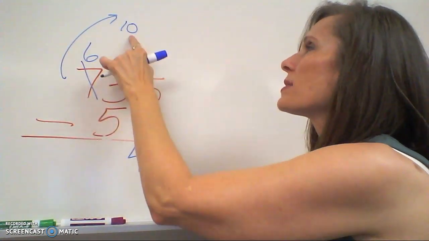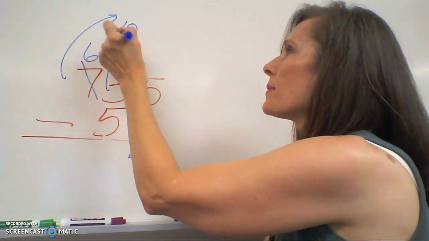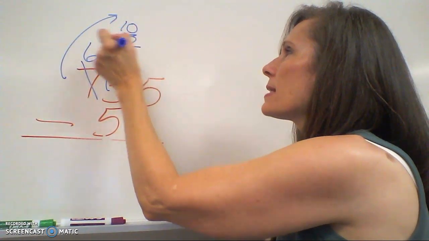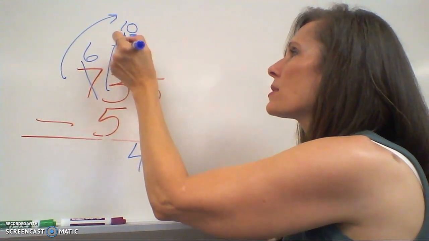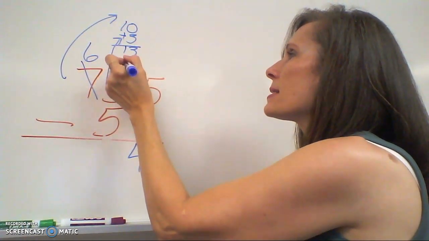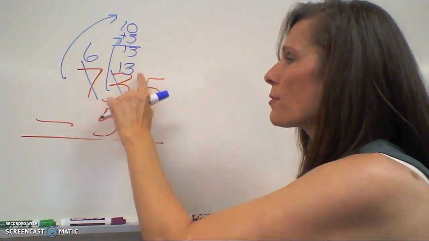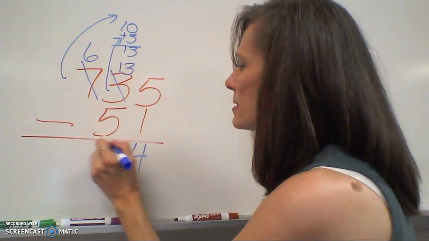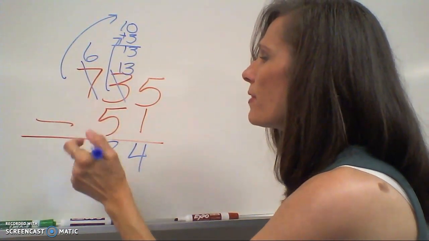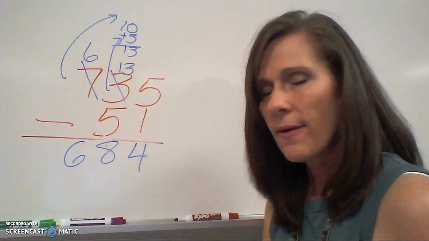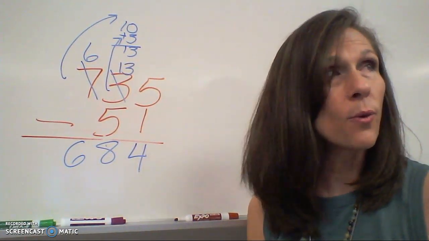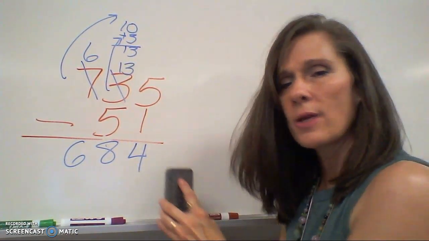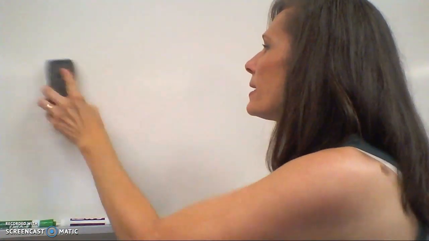What number asked for a set of 10? Well, the 3 did. So the 3 gets together with the set of 10. 10 plus 3 equals 13. So my 3 is now a 13. So 13 take away 5 equals 8. And 6 take away nothing equals 6. Final answer, 684. Okay, and I think we have time to do one more like this.